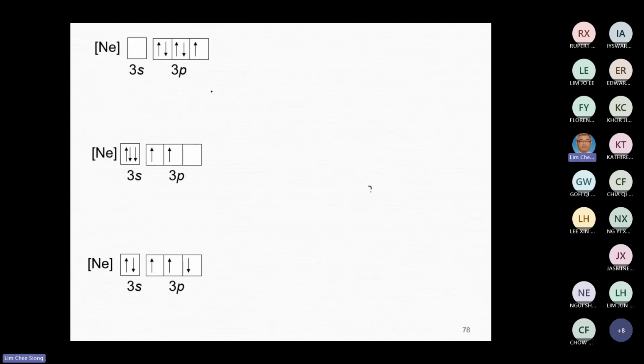Okay, now next set, number 4, number 5, and number 6. Any mistake? Any correct electronic configuration? No. Okay, now we proceed. So number 4, what is the mistake? It jumps directly, all the 5 electrons go to the 3p, not to the 3s. So this one again, which rule? Aufbau. Very good, Aufbau.